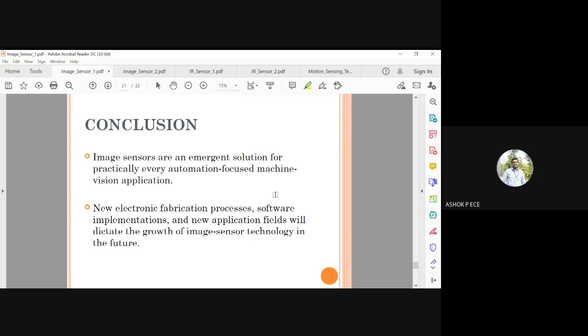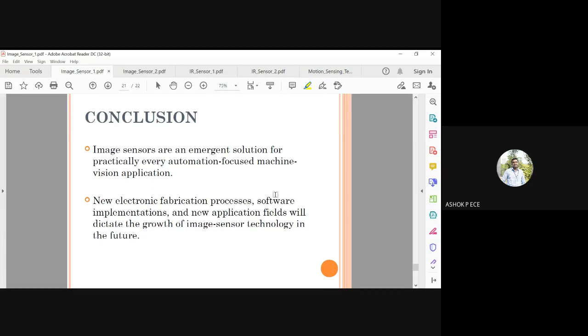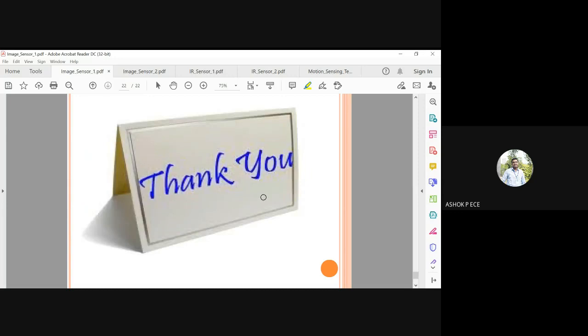Whenever new applications, processes, and software implementations are growing day by day, it is going to lead to the growth of image sensor technology in the future. New application fields will definitely be coming, and they will lead to the growth of image sensor technology in the near future. So we cannot say I'm satisfied with this much. The technology is growing daily, and definitely we can see a lot of technologies coming up in the near future which can play a good role in image sensing technology.